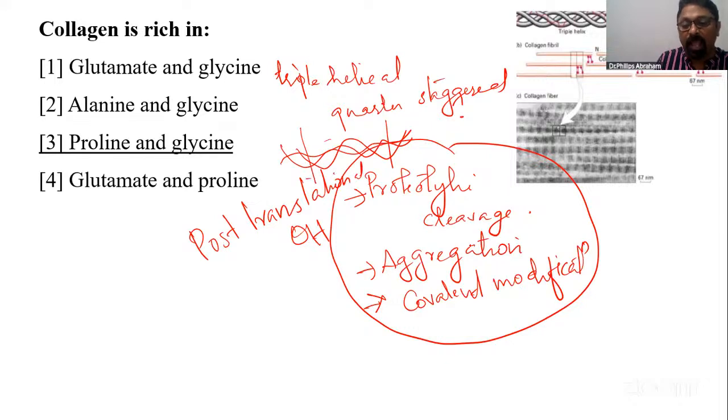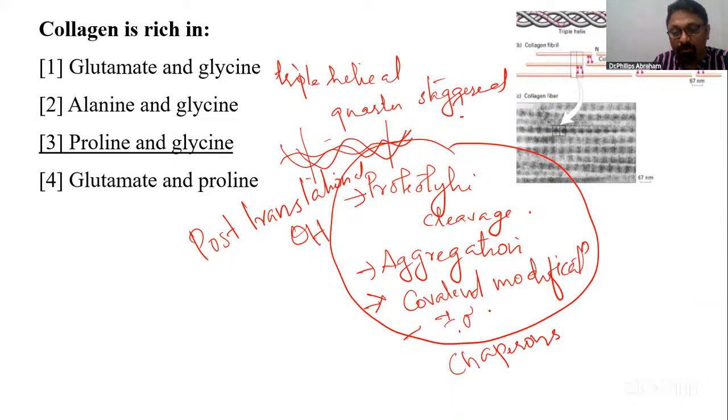Proteolytic cleavage, aggregation, covalent modification, and one more. Some proteins are synthesized as straight chains, and then they coil together to form a functionally active protein. And for that coiling, you need another type of compound called chaperones. So another type of modification is folding.